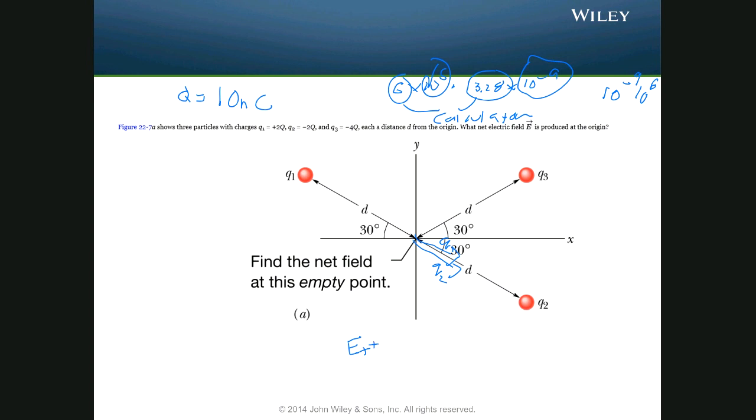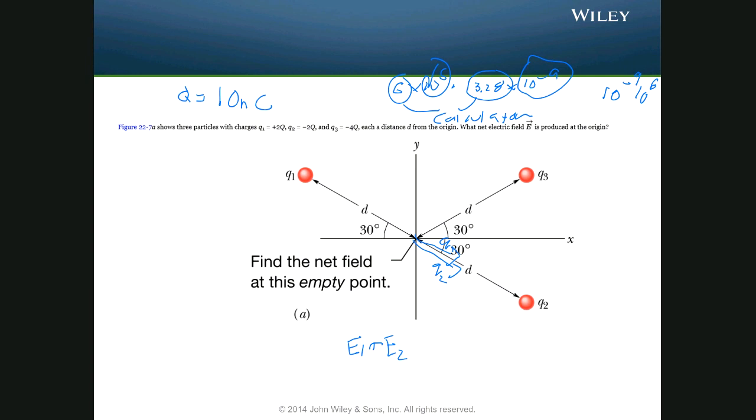Hold on, let me try the selecting tool and delete these. All right, that was helpful. So we have E1 plus E2 is what we're going to want to look at, right? We know the direction of that will be this 30 degrees below the x-axis because they just line up. They're on that line of sight.